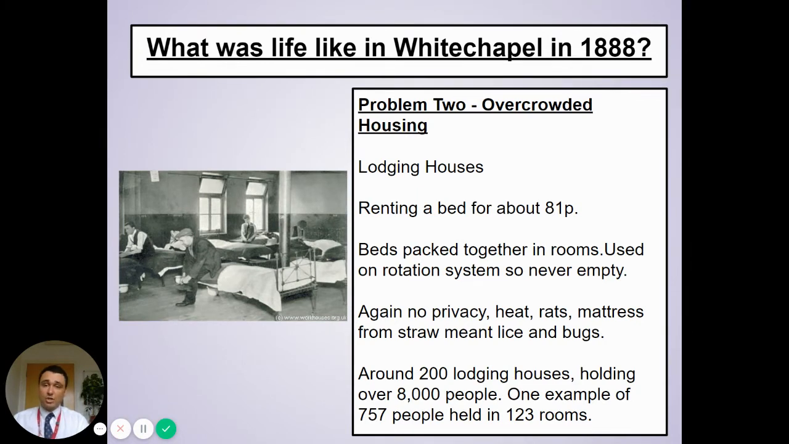Now, there were about 200 lodging houses in Whitechapel at this time. They held about 8,000 people in total. And just one example on records is that they held 757 people in 123 rooms. So you can see the people of Whitechapel are poor and they are often packed all together. They don't have their own private house. They can't afford it.